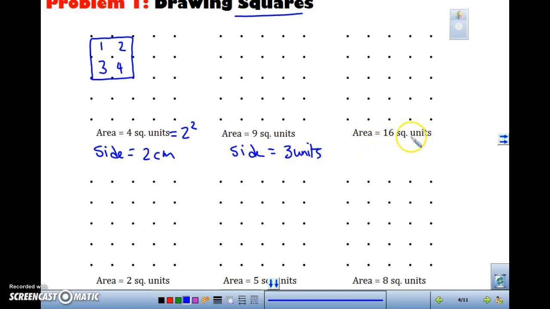Area 16. What number squared gives us 16? The side is going to be 4 squared. So the side is 4 units.